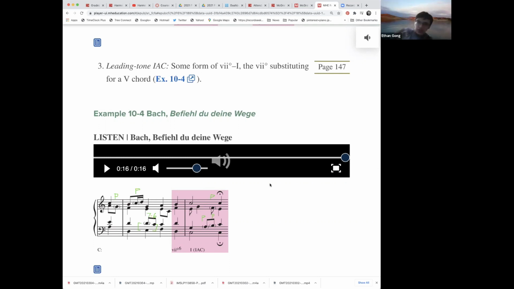Nice job. One question. Would you consider the E in the, I guess, alto, beat 3 of measure 1, would that count as something? Or do we just label that as an F, measure 7? That's a good point. I don't know.